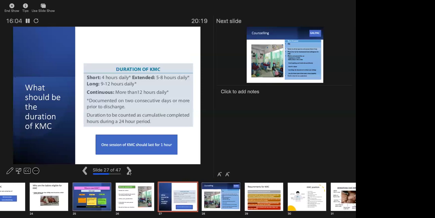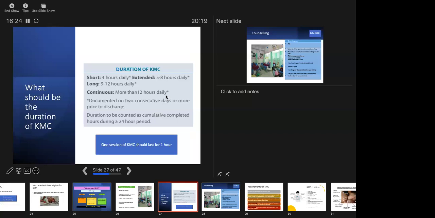What should be the duration of KMC? This is the classification given by WHO, where kangaroo mother care has been classified as short, extended, long, and continuous. Short means at least 4 hours daily. Extended KMC is 5 to 8 hours. Long means 9 to 12 hours daily. Continuous KMC means more than 12 hours daily.